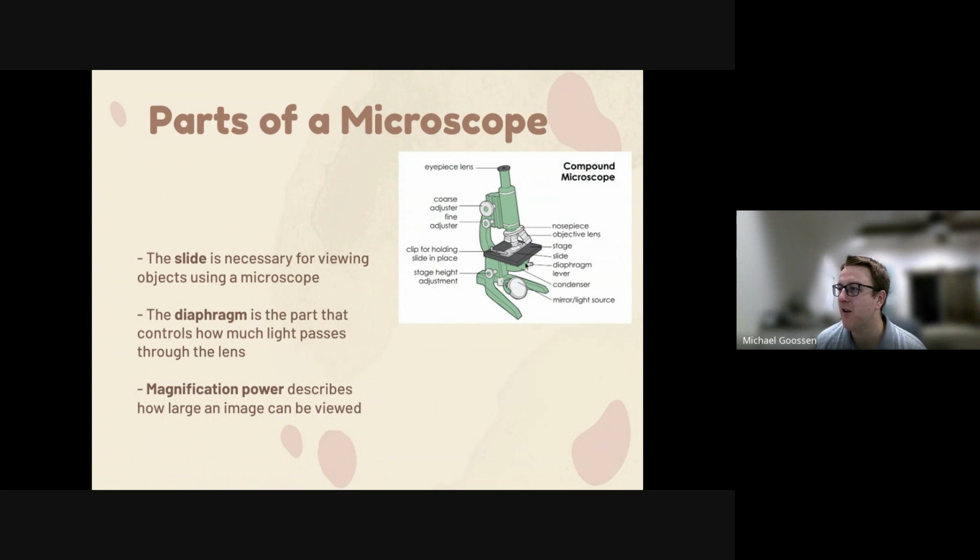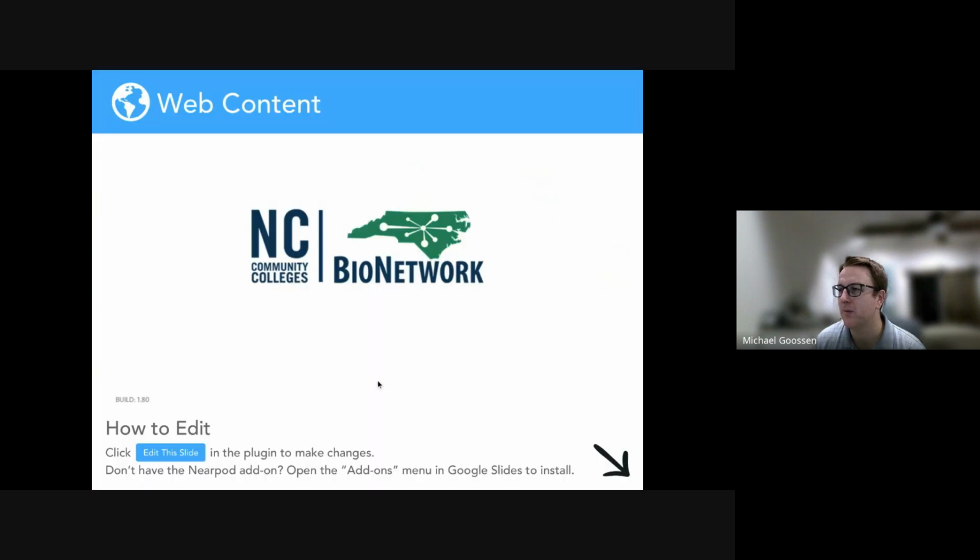Then we have the diaphragm, which controls how much light passes through. You don't want too much light or too little light, and it changes depending on what you're looking at. So that's why you change it. Last, we got the magnification power. Magnification power describes how large an image can be viewed.